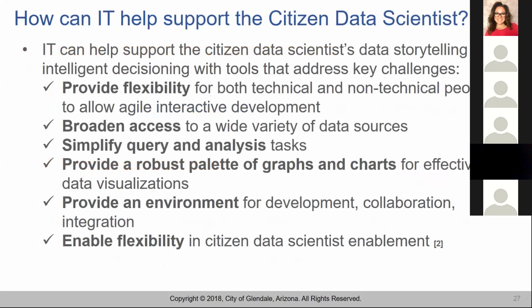So how can IT help support the citizen data scientists? We can provide flexibility with the methodologies we file, broaden access to the variety of data sources we use, simplify query and analysis tasks, and provide a robust palette of graphs and charts for effective data visualization. I love Lindsay's presentation she gave earlier. Set up roadmaps, style guides, color guides, provide an environment where you develop, collaborate, and integrate with the citizens and your business partners, and basically do everything you can to make it as flexible as possible for them to be enabled.